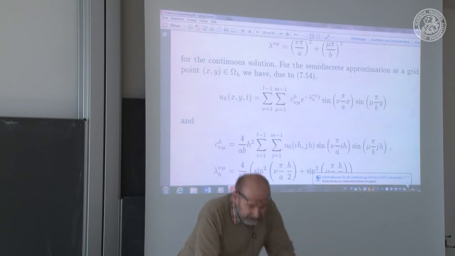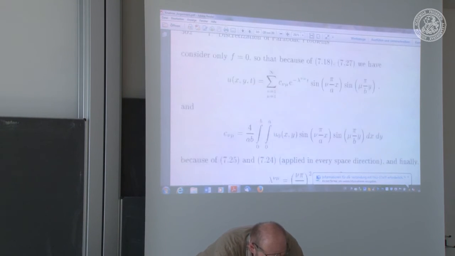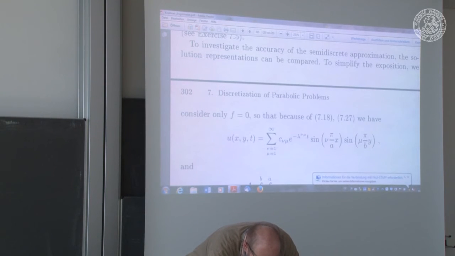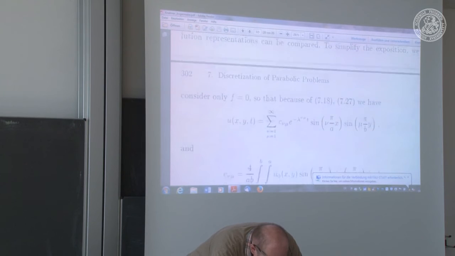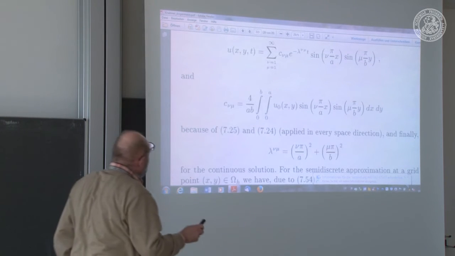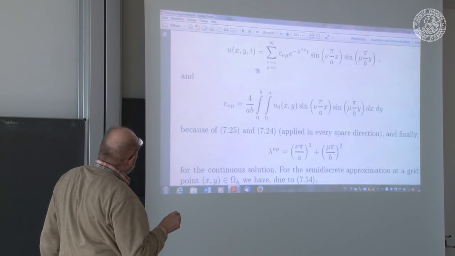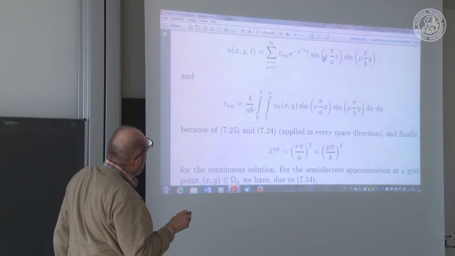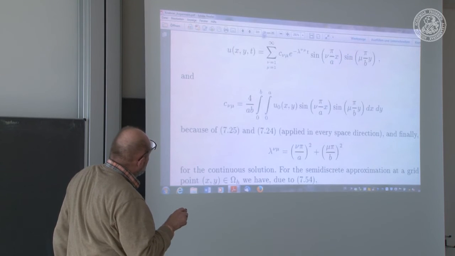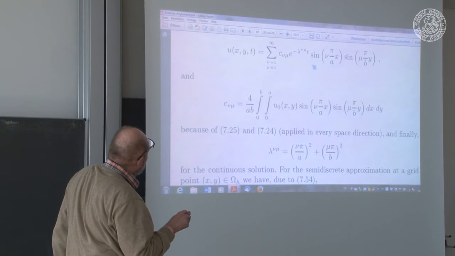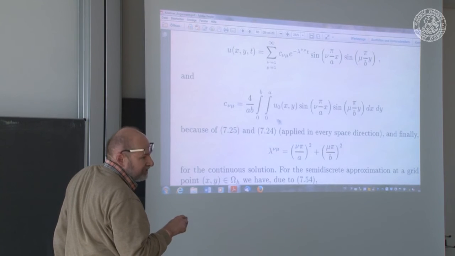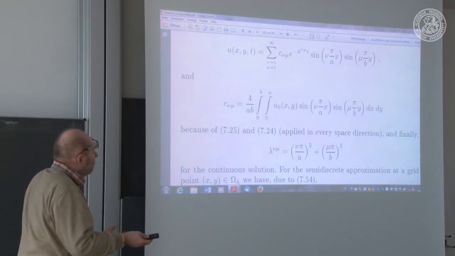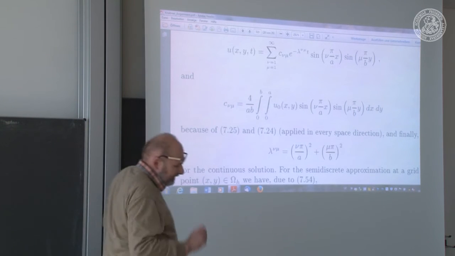Now this we have to compare with the corresponding continuous situation. This is the continuous situation. Now we have infinitely many eigenvalues. The eigenfunctions are the same, but much more. The eigenvalues are different. And of course, also the Fourier coefficients are different because we have a different scalar product here. So if you now would like to compare these two solutions, what does that mean?